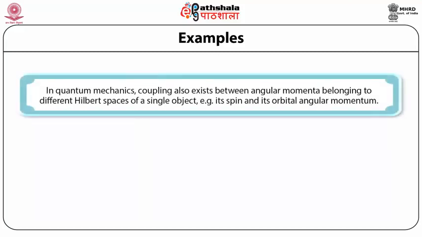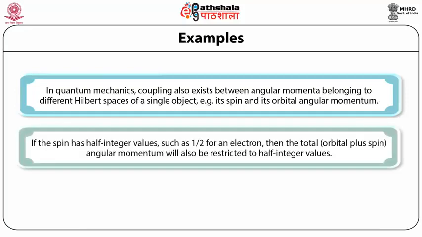In quantum mechanics, coupling also exists between angular momenta belonging to different Hilbert spaces of a single object, for example, its spin and its orbital angular momentum. If the spin has half integer values such as 1/2 for an electron, then the total orbital plus spin angular momentum will also be restricted to half integer values.